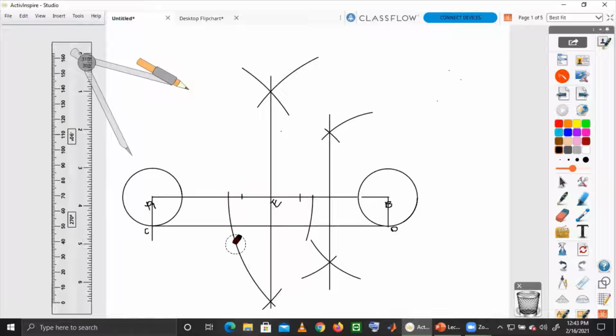Actually, all these arcs are supposed to be construction lines. They're supposed to be construction lines.